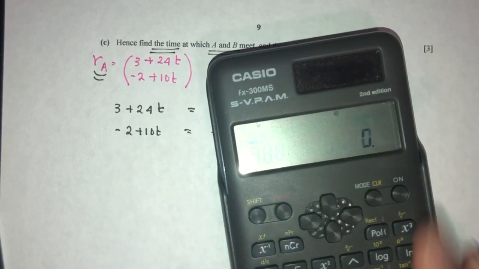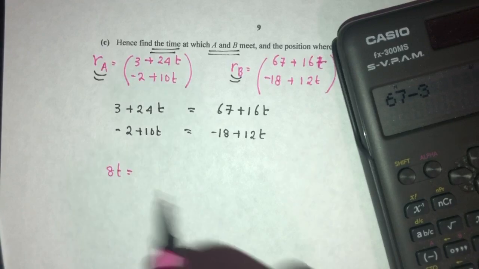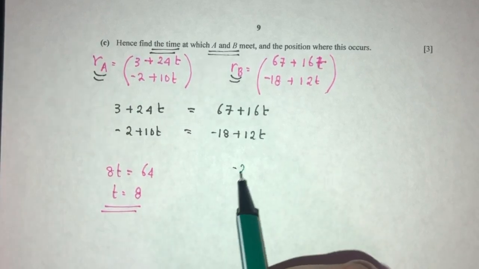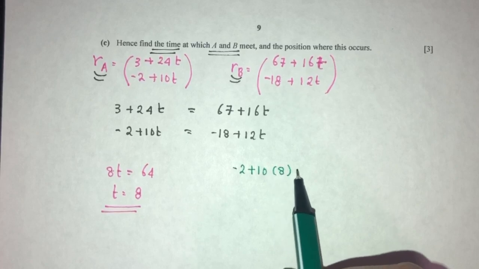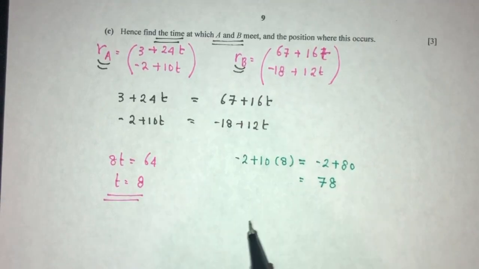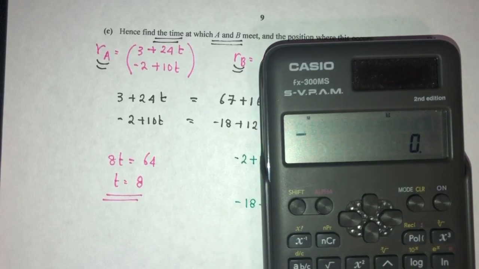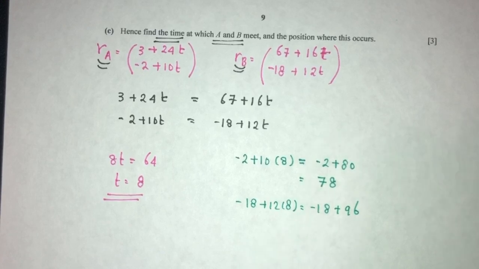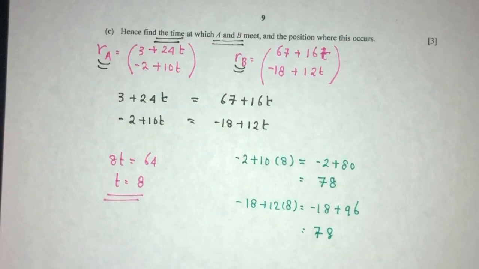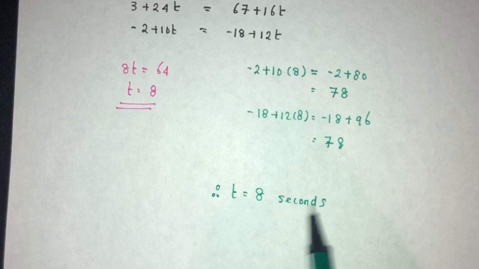So sending this over here, 24t minus 16t will be 8t, which is the value of 64 minus 3, which is 61. Wait, the equation gives 8t equals 64, so t should be the value of 8. Now let's test for the other value. Minus 2 plus 10 times 8 is what? Minus 2 plus 80 is 78. Check for this one. Minus 18 plus 12 times 8. What is 12 times 8? That will be 96. So minus 18 plus 96 should be 78 as well. So we confirm that for this value of t they are good to go. Therefore the time is t equals 8 seconds. They meet after 8 seconds.